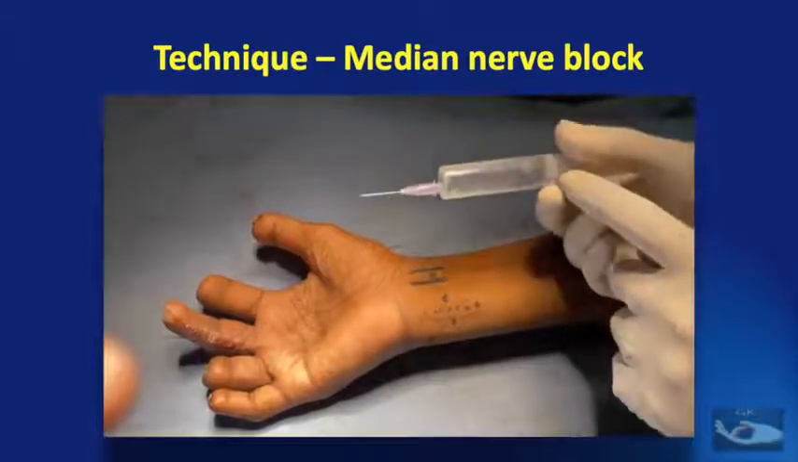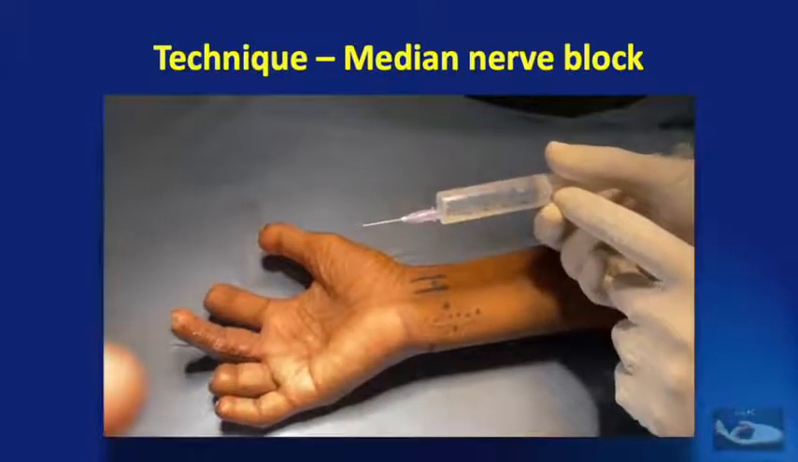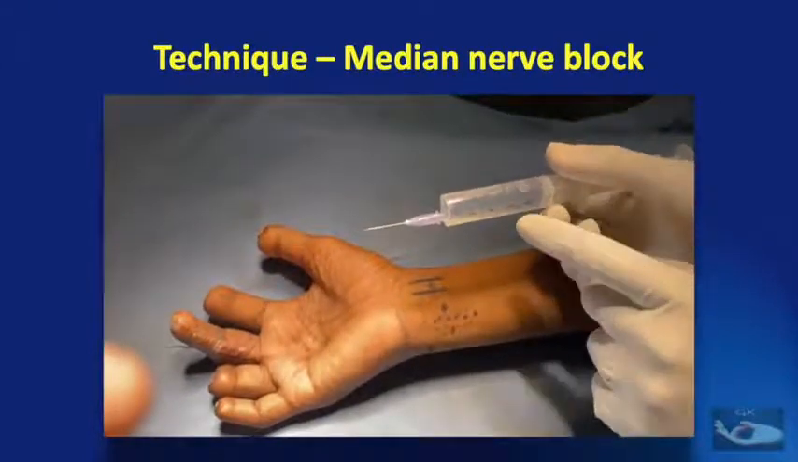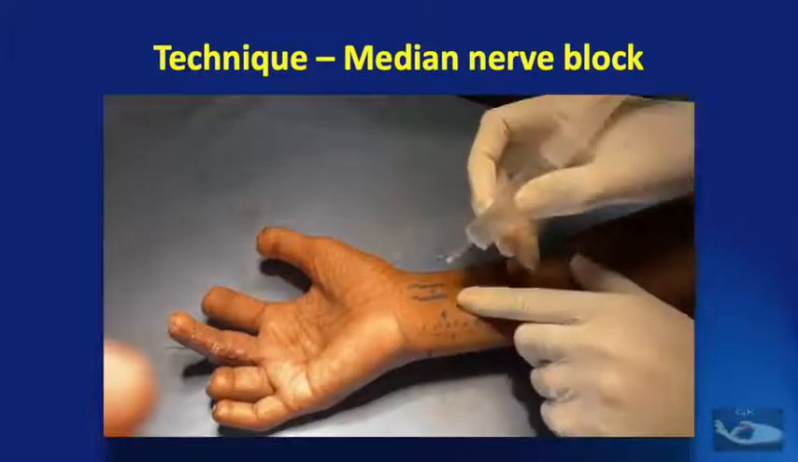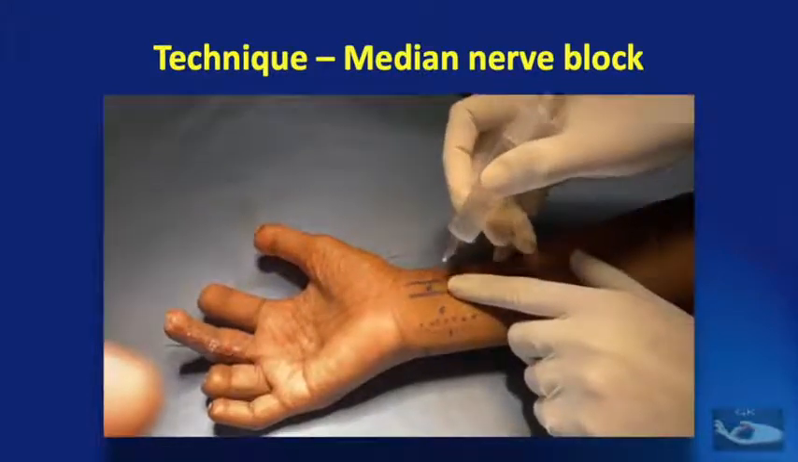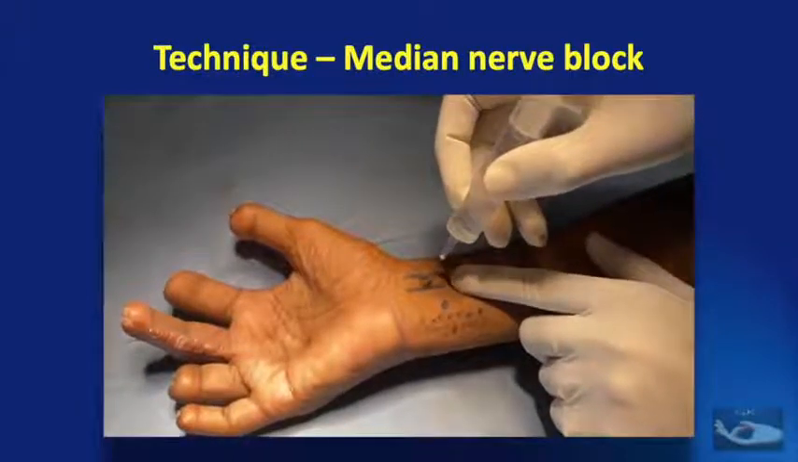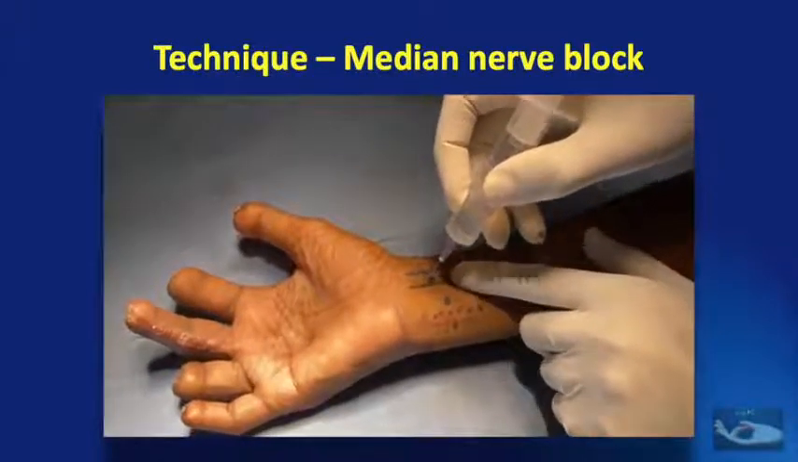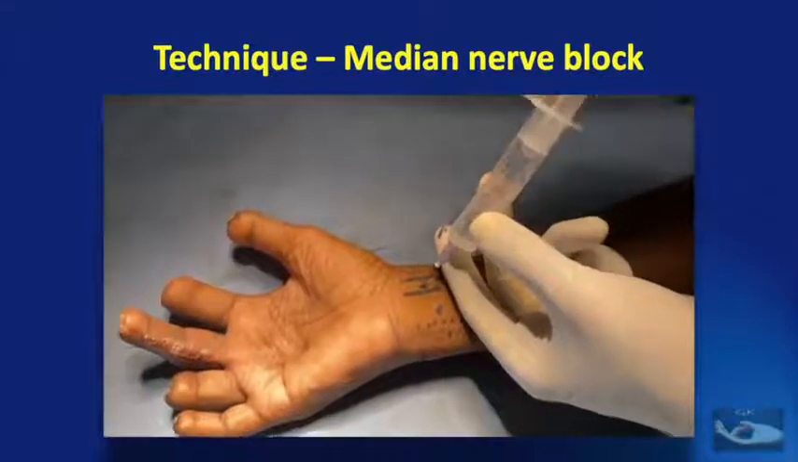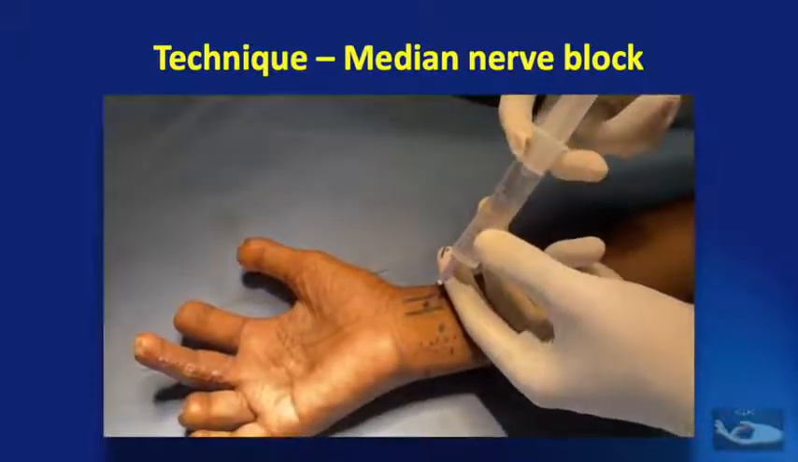9 ml of anesthetic solution is loaded as described. The needle enters the designated point at 45-degree angle and is advanced to hit the bone. It is then withdrawn for about 2 mm, and after aspirating and making sure it is not in a blood vessel, the injection is made.